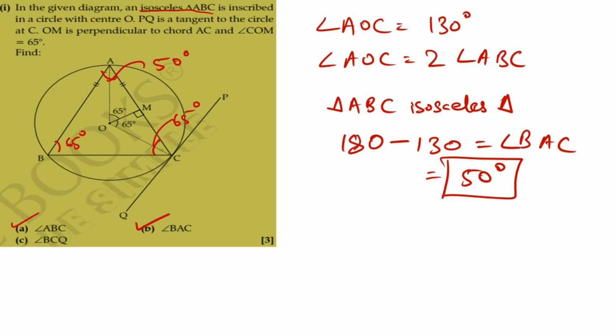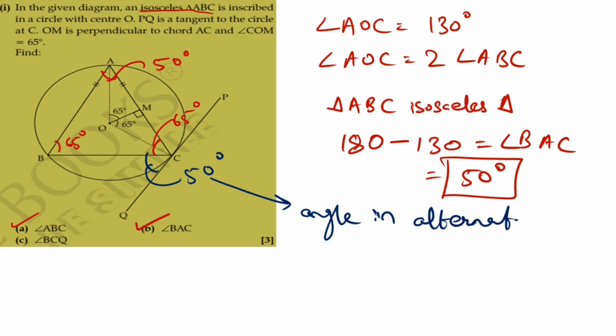Third, we need to find the value of angle BCQ. BCQ is also equal to 50 degrees. The reason is: angles in alternate segment.